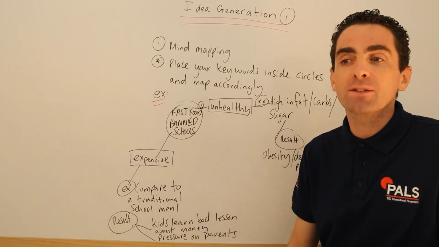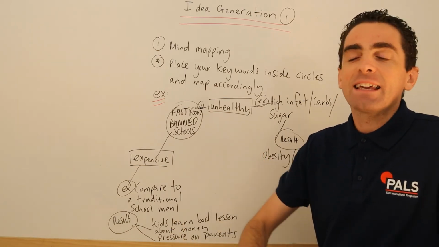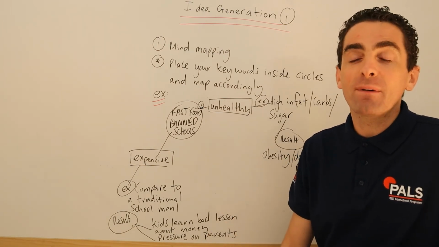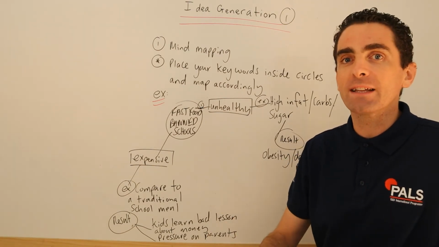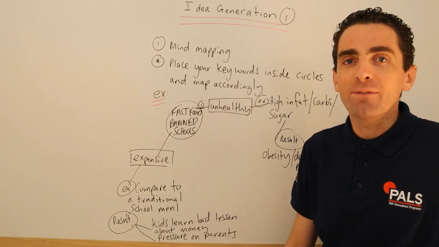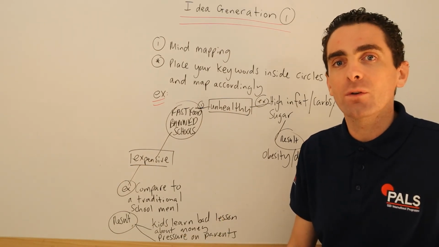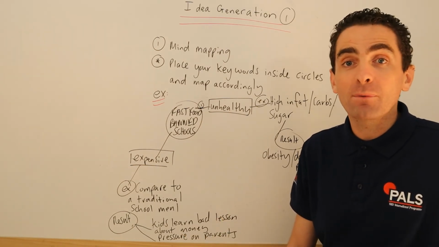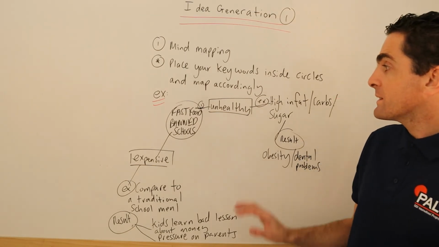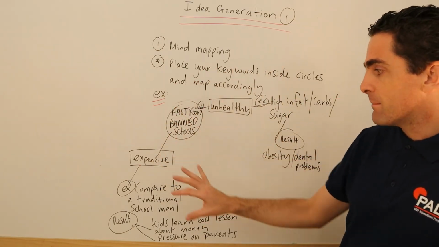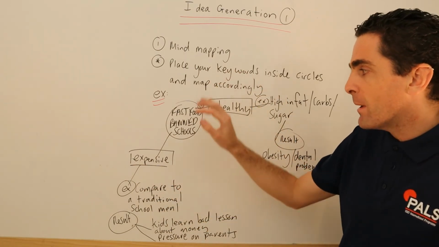A lot of parents can't say no to their kids. They might feel like they're letting their kids down, or maybe their kids put on such a show that they feel, oh, maybe I'll just give in to them. I'm sure many of you know what I'm talking about here. So there's the mind map. That's a mind map for one body paragraph.